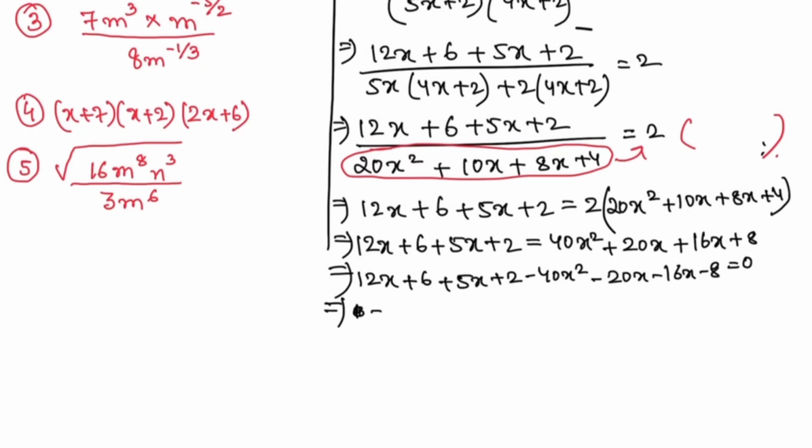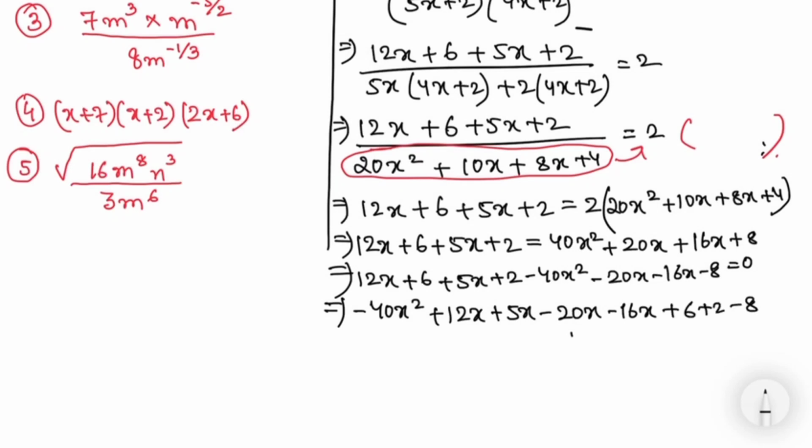Now it will become minus 40x square. Okay. Minus 40x square plus 12x plus 5x minus 20x minus 16x plus 6 plus 2 minus 8. So let's just count the terms, 1, 2, 3, 4, 5, 6, 7, 8. Okay. Now equals 0. Just to cross verify, I had done this.